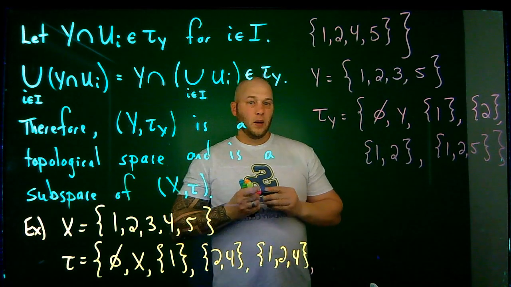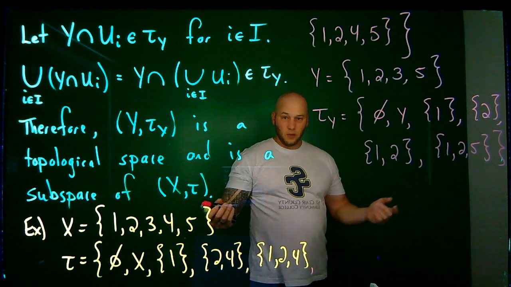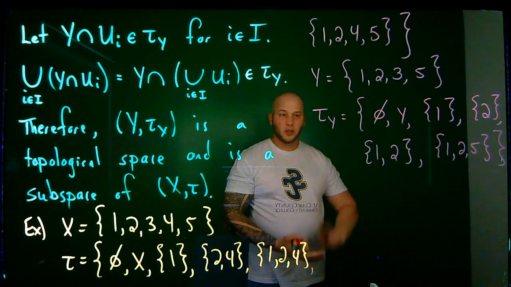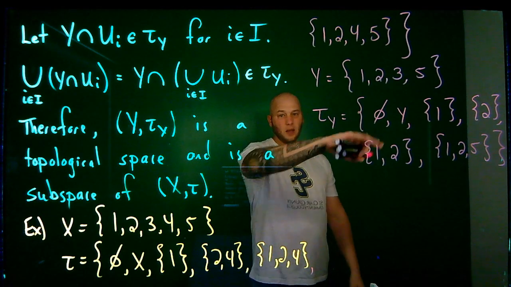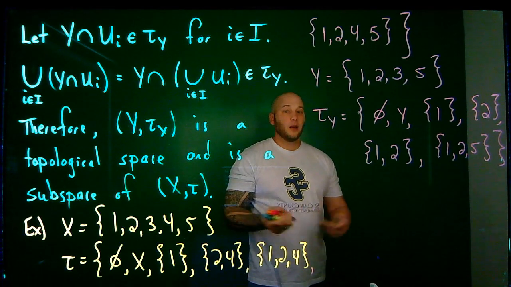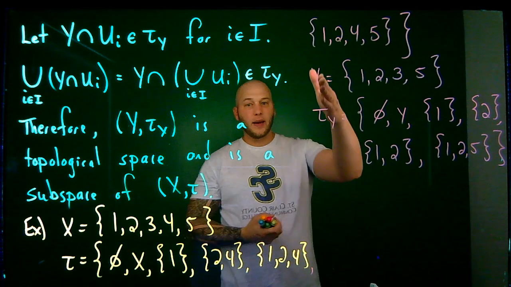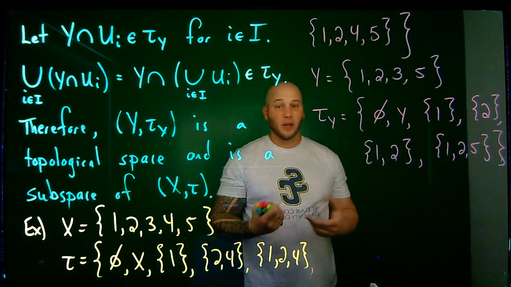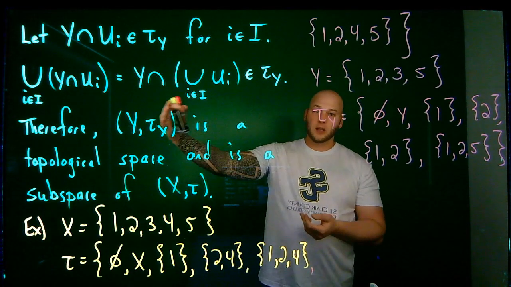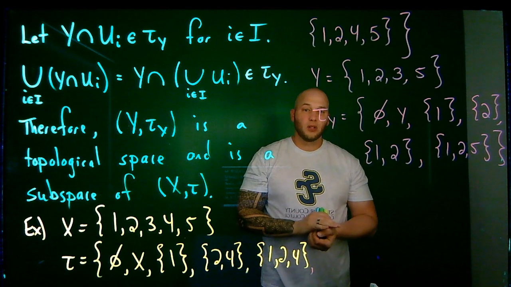All right. And again, verify. You can pause the video and verify that that's a topology. It's closed under unions and intersections, and it's got the empty set, and it's got the big set Y in this case. Okay, so therefore this is a topology, and then (Y, tau Y) would be a topological space in its own right, and in particular Y is a subset of X. Tau Y is generated by the original topology.